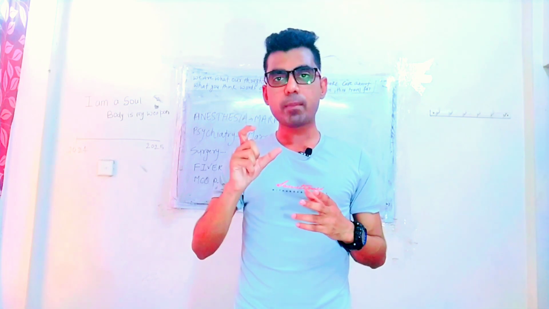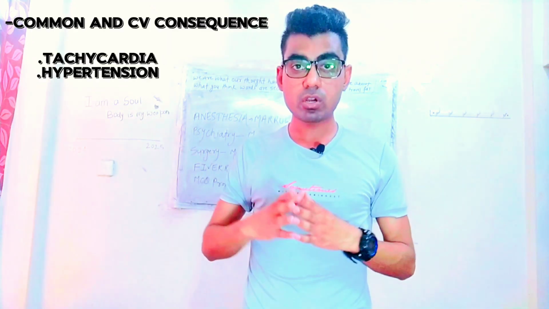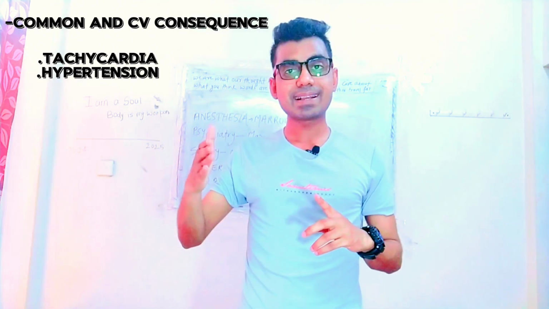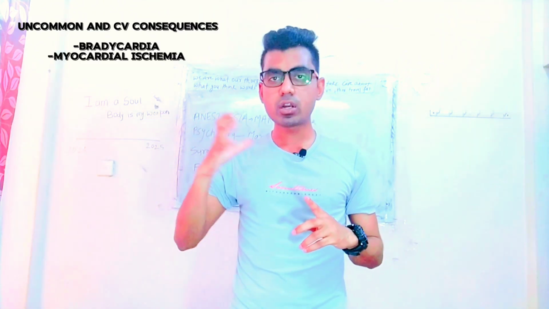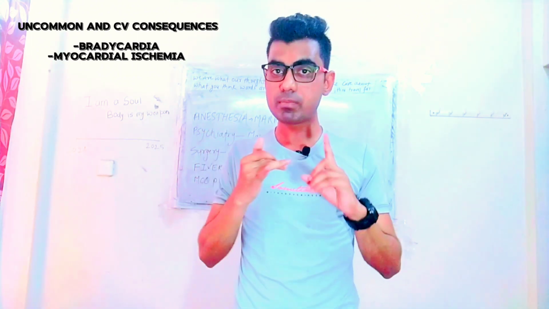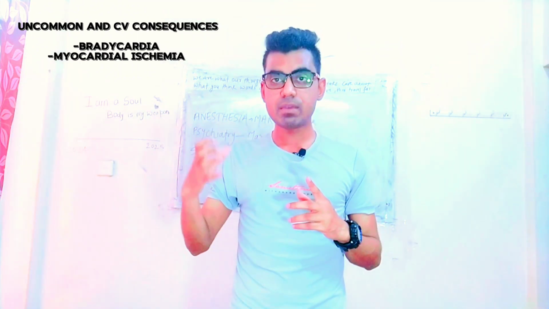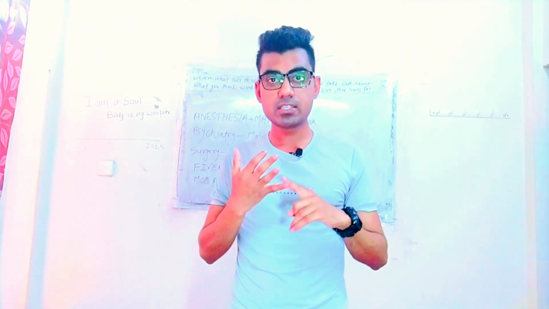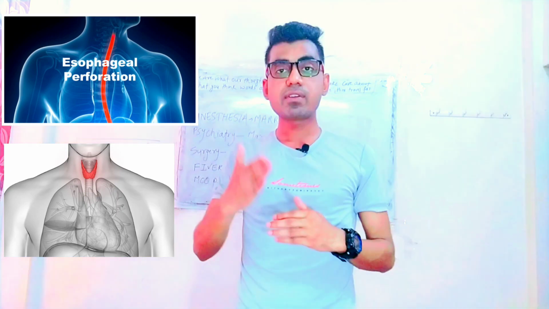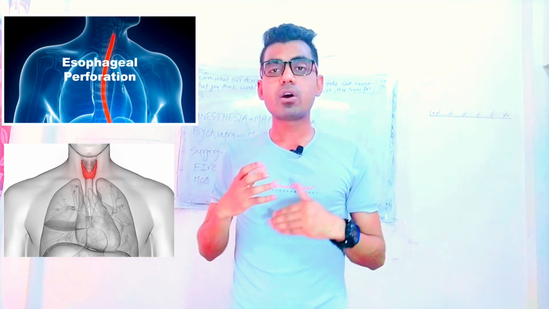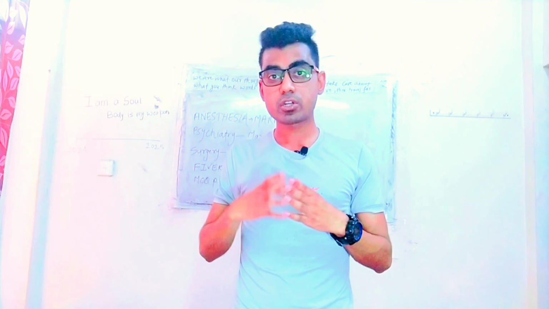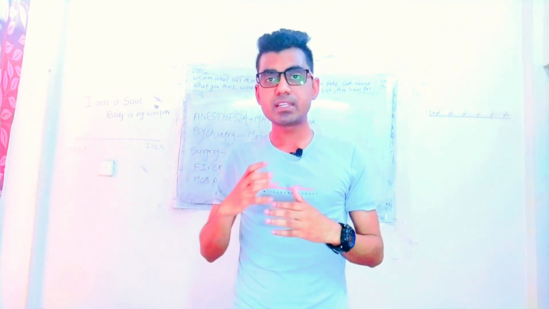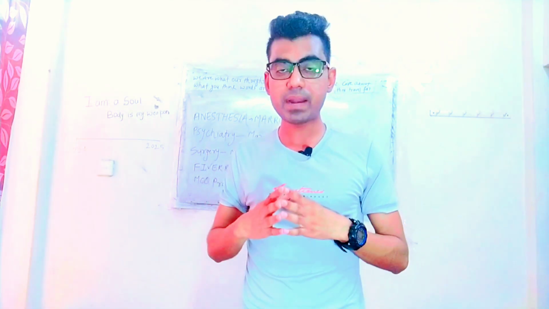After that, the common cardiovascular consequences are tachycardia and hypertension. Similarly, the uncommon cardiovascular consequences are very uncommon but can occur, right? For example, bradycardia, sometimes myocardial ischemia, but it is very rare, right? After that, other complications may occur. Esophageal injury can occur, tracheal injury can occur. After that, aspiration can occur, right? And also elevated intracranial pressure can sometimes occur. So these are the complications. By knowing that, you will be a little bit more cautious while using the laryngoscope, right?